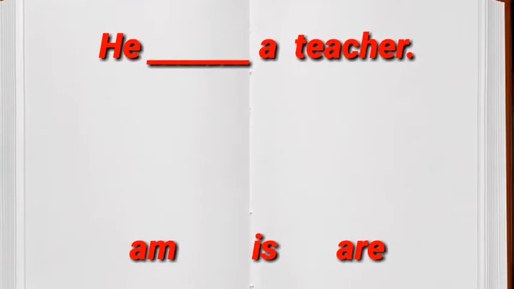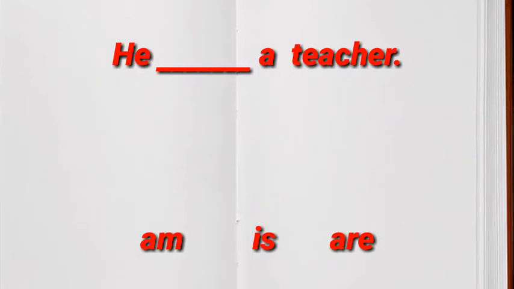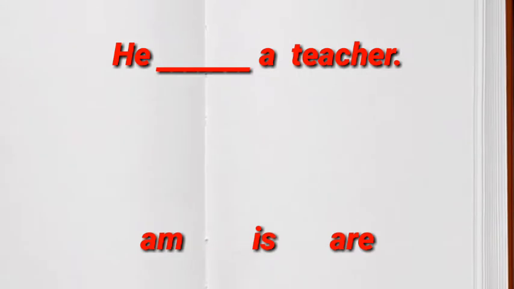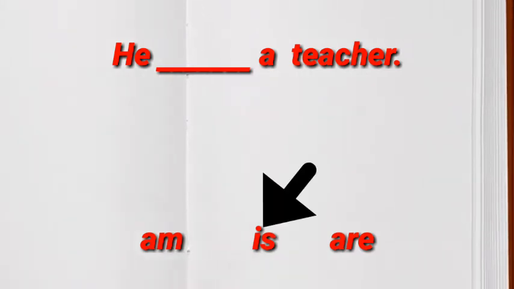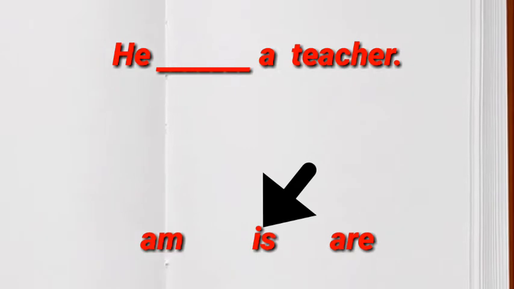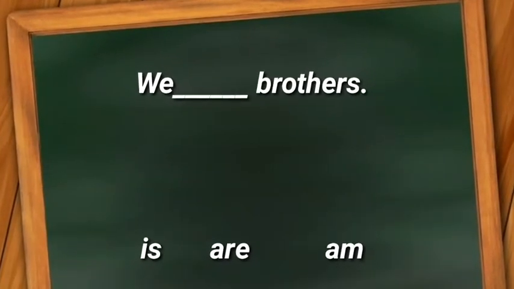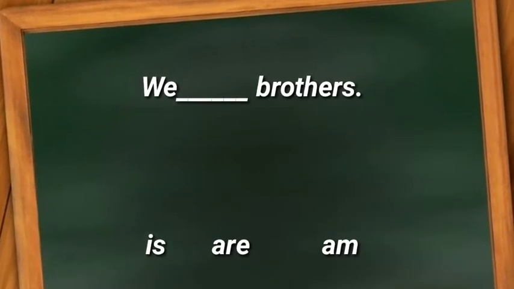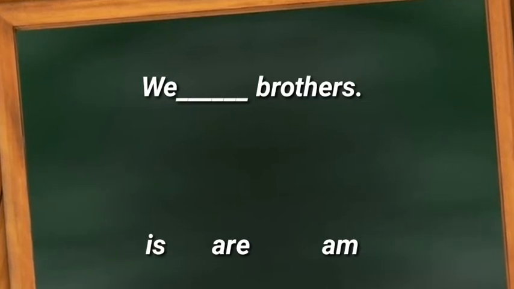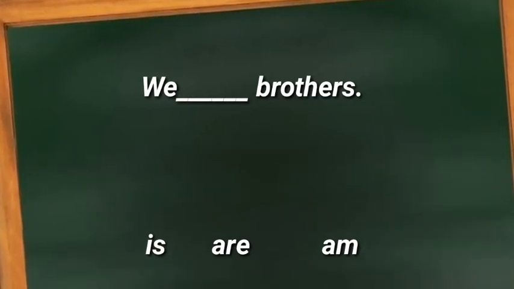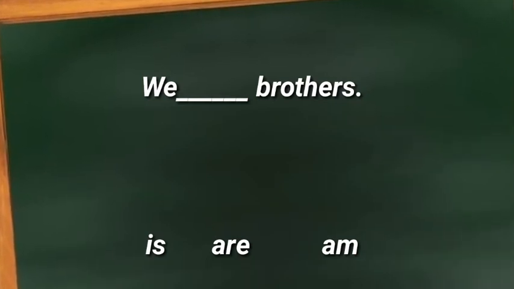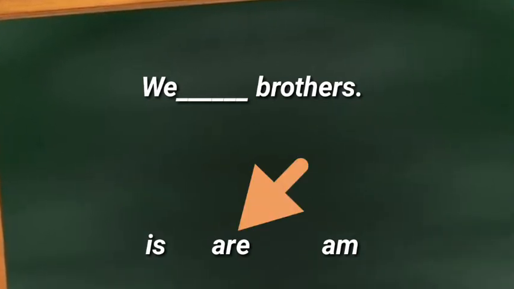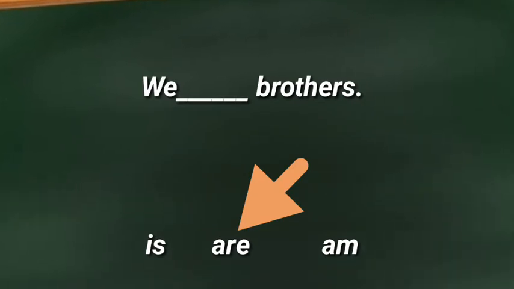So the next one is he dash a teacher. Am, is, are: there are three options always. So what is the right option? I think he is followed by is. So he is a teacher, and is is the correct option. So the next one is we dash brothers. Is, am, or are: three options are there. So what is the right option? Is, am... I think are is the right option. So congratulations. The right option is are, and we are brothers is the correct sentence.